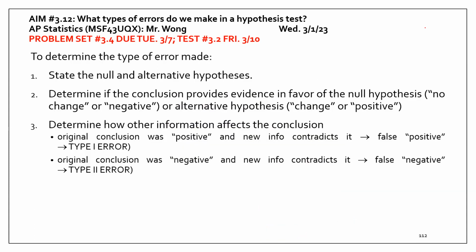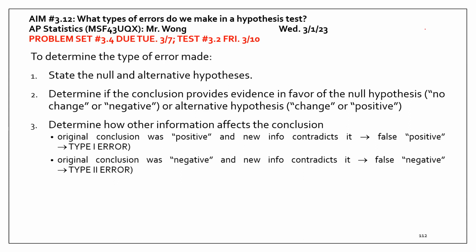So let's summarize the way to determine what type of error is being made. You start by stating the null and alternative hypotheses in context. And then what you need to do is determine if whatever conclusion you reach provides evidence, we say, in favor of the null hypothesis or in favor of the alternative hypothesis.